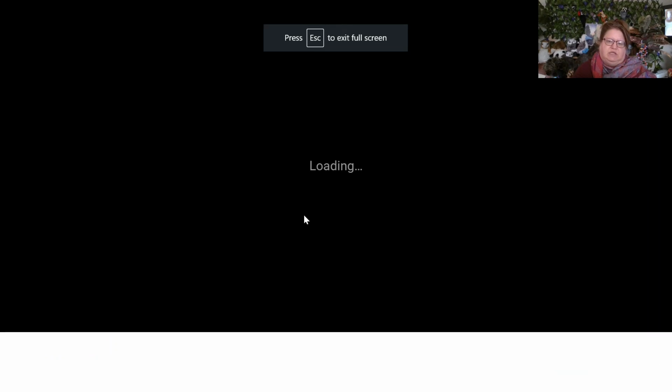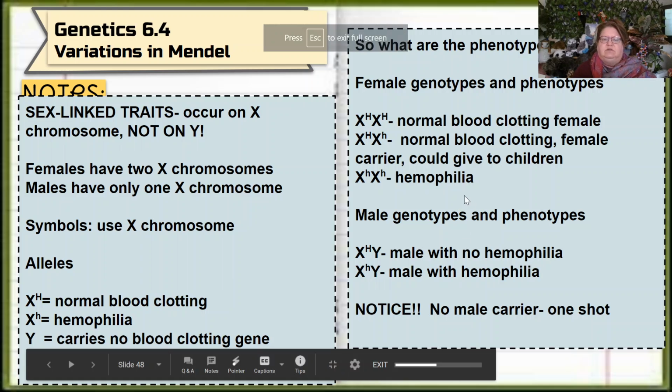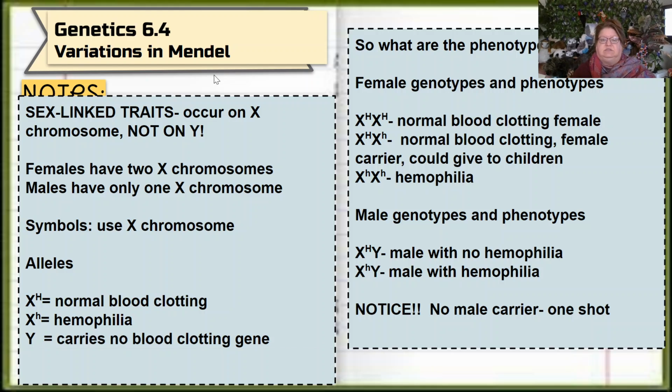Now, the key to understanding sex-linked traits is that the trait only occurs, in this case, on the X chromosome. That doesn't mean to say that there aren't trait genes on the Y chromosome. There are. But the key to understanding this is that there are genes on the X chromosome that aren't on the Y. Remember, the Y is a really, really short chromosome. So the key is that there is nothing on the Y notation. There's nothing on the Y letter, and we're going to practice this.